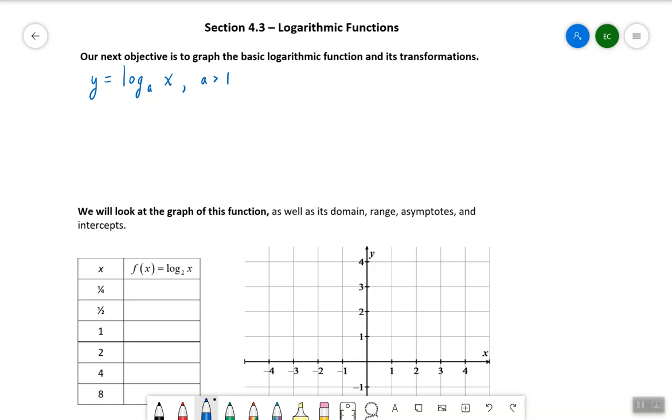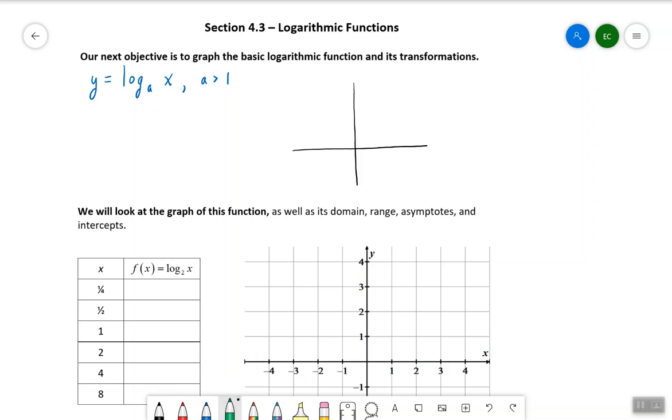But for any number greater than 1, the basic shape will be the same. There are actually two ways that I want to show you this graph. In just a minute, we'll make a table and plot points. But before we do that, let's remember how to graph an inverse function. And so we learned in this section that log base a of x is the inverse of the exponential function a to the x.